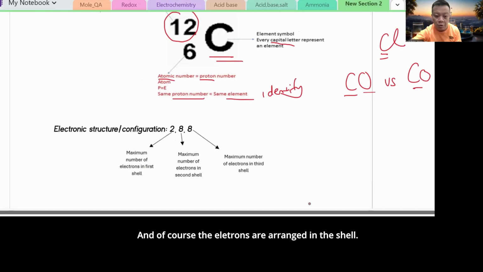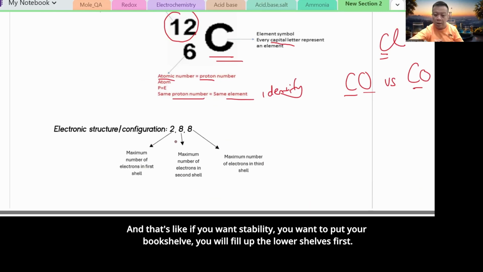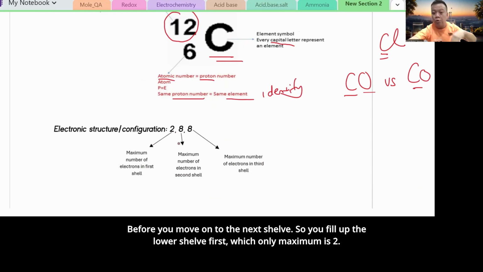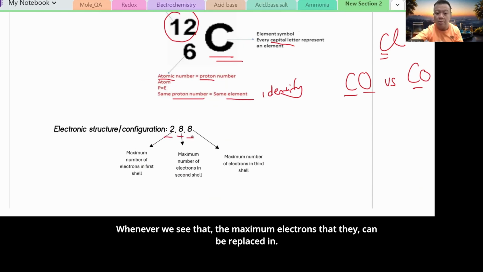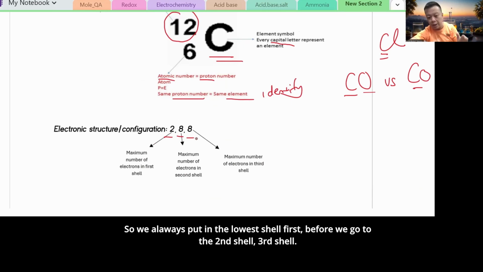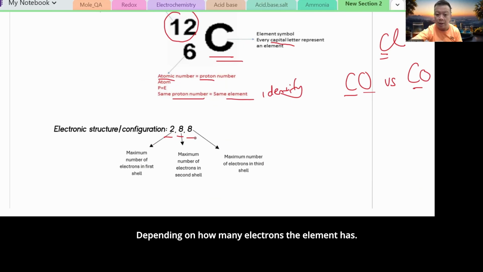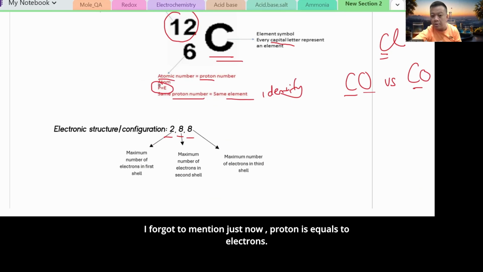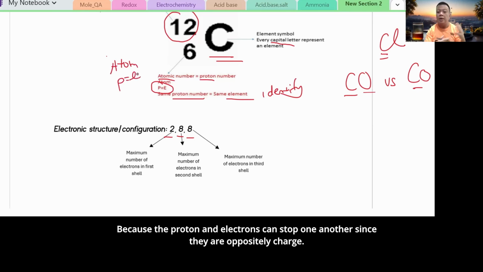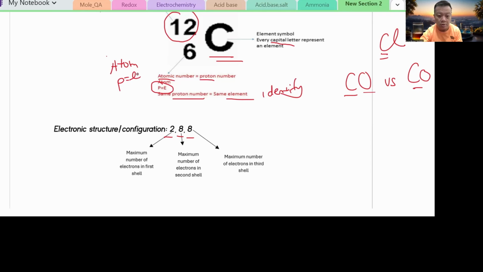Of course, the electrons are arranged in shells. Just like if you want stability when arranging your bookshelf, you fill the lower shelf first before you go on to the next shelf. So we fill the lower shell first, which has a maximum of 2. Whatever we see there is the maximum number of electrons that can be placed in. We always fill the lower shell first before we go to the second shell, third shell, depending on how many electrons the element has. Normally in an atom, I forgot to mention just now, the number of protons is equal to the number of electrons. That's why atoms have no charge, because the protons and electrons cancel one another since they're oppositely charged.